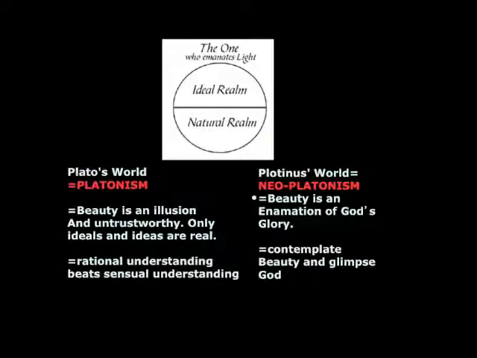This is a kind of basic diagram of how Neoplatonism transforms Plato's understanding of the world. Essentially, Plato says beauty is an illusion, and it's not trustworthy, because everything that you see and that you think is beautiful comes through your senses, and your senses are corrupt and subjective. Only ideals and ideas are real. Therefore, the only true understanding you can have of the world is a completely rational understanding.